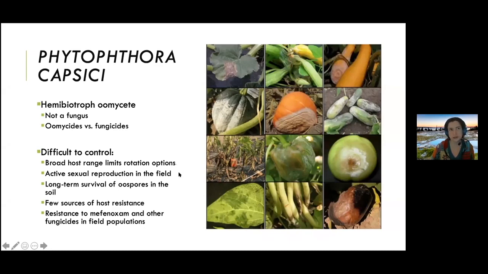This is a pathogen that has sort of like sexes called mating types. And when they reproduce in the field, they generate a survival structure that is really hard to manage in the long term. We also have really few sources of host resistance, at least for watermelon. We have some for pepper. And because it is a pathogen that actively undergoes sexual reproduction, it is able to develop fungicide resistance relatively easily. So we do need to be monitoring fungicide resistance regularly when possible.